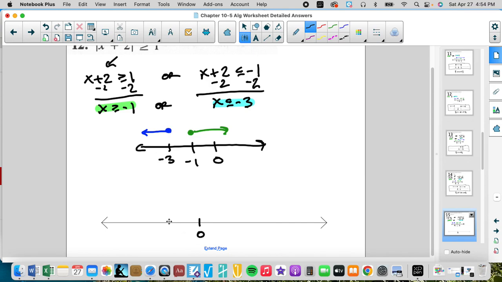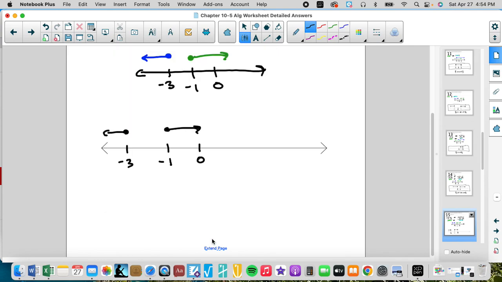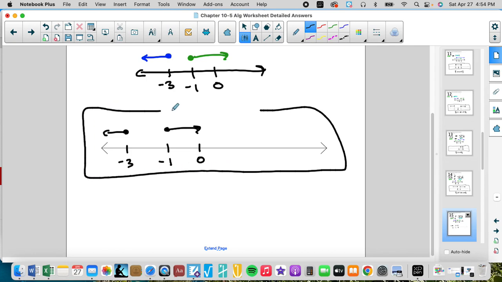That's pretty good. And now it's an or, so let's graph on our final. So that's 0, that's negative 1, that's negative 3, closed circle going that way, closed circle going that way is our solution. And we get x is less than or equal to negative 3, or x is greater than or equal to negative 1.